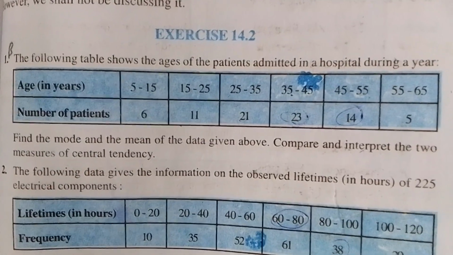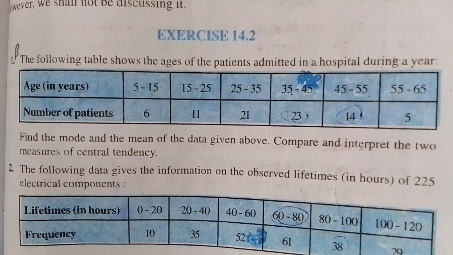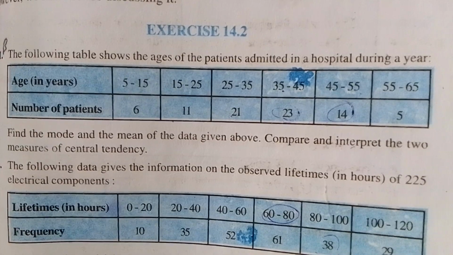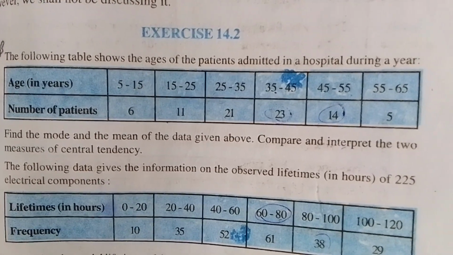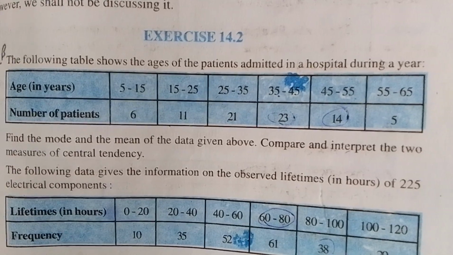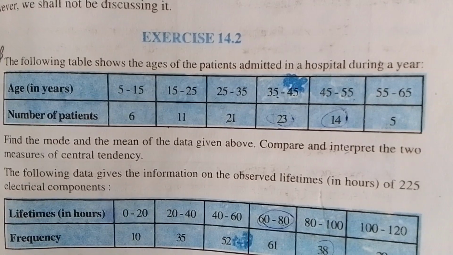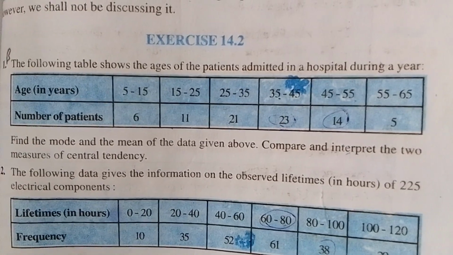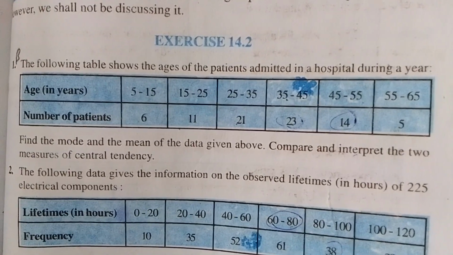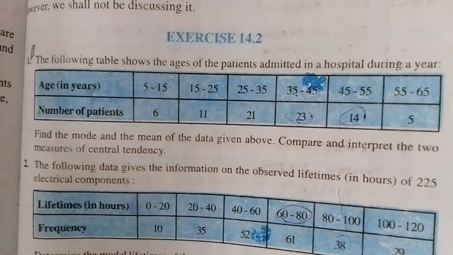The exercise 14.2 of class 10th, in which we will learn the mode, how to find the mode of the data. The following table shows the ages of the patients admitted in a hospital during a year, in which two columns are given. In the first column is given age in years, and in the second column the number of patients. We have to find the mean and mode of the given data and compare them.